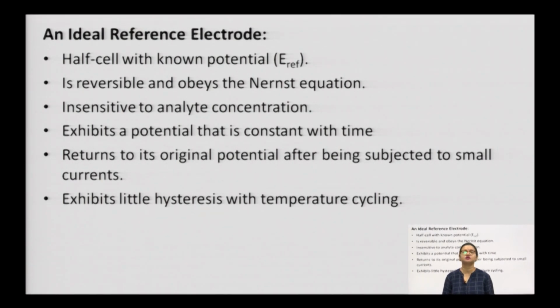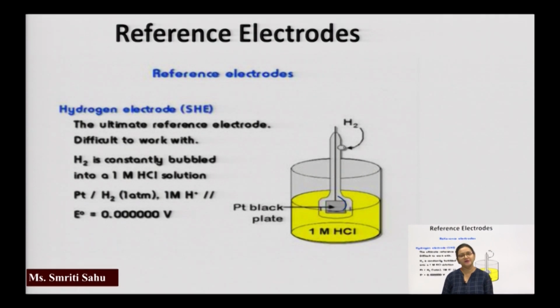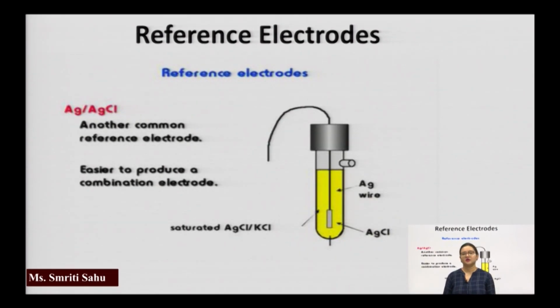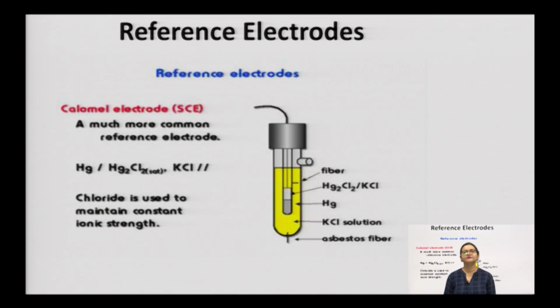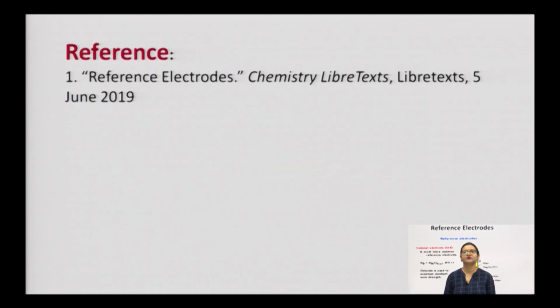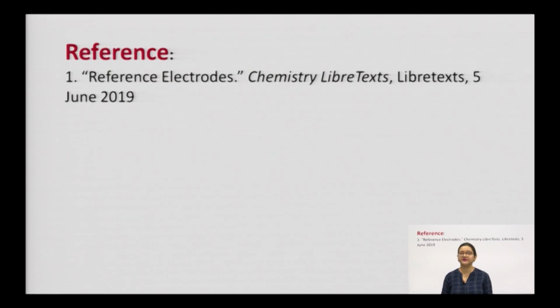Temperature change should also have no impact on your reference electrode. Suppose current fluctuation causes some small changes, then it should return to the original electrode potential after being subjected to small fluctuation in the current. These were the types: standard hydrogen electrode, silver chloride electrode, then standard calomel electrode. Then this is the reference. If you want to go through it, you can refer to it.